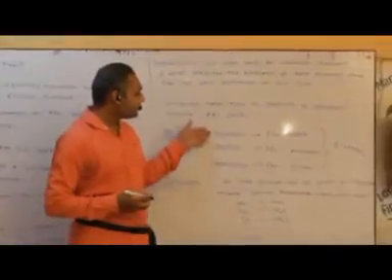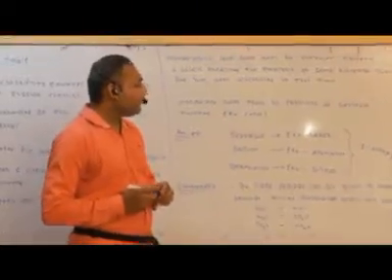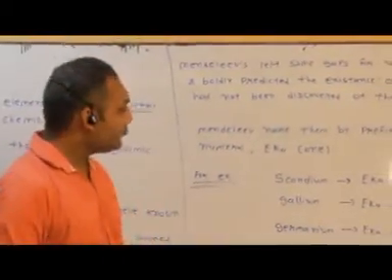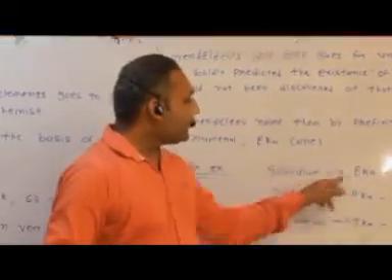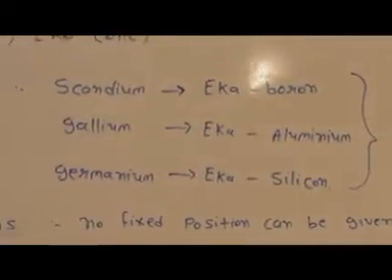This is often asked as a question. Scandium, gallium and germanium: what names were given by Mendeleev on the basis of Sanskrit numerals? We write that scandium is Eka-boron, gallium is Eka-aluminium and germanium is Eka-silicon.